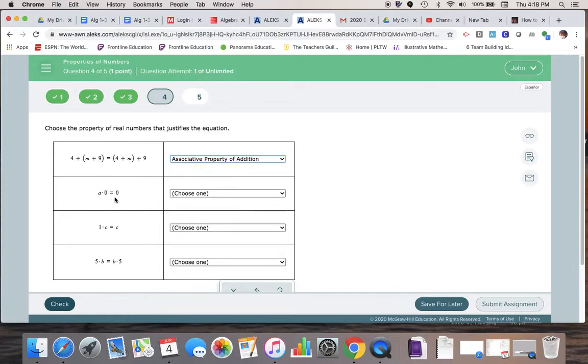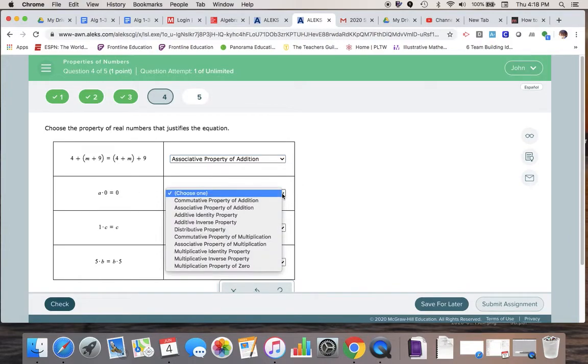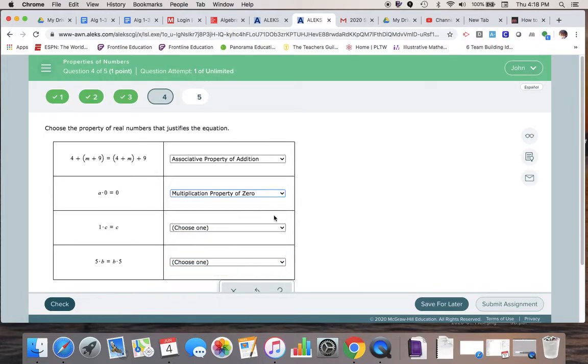This one is a good one. It says you multiply anything by 0 and you get 0. So that's the multiplication property of 0, all right? And right there, multiplication property of 0.